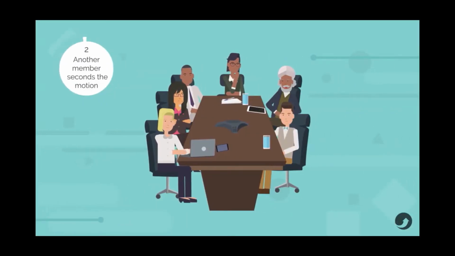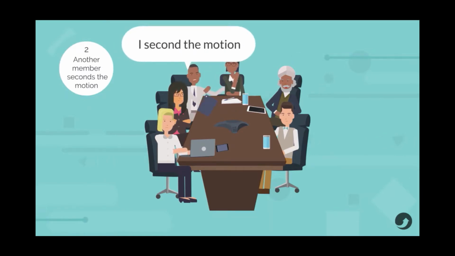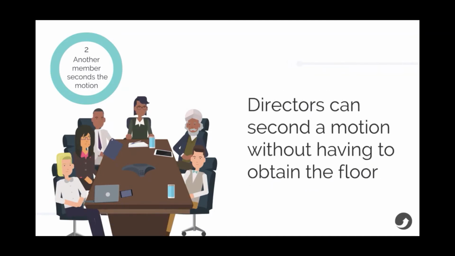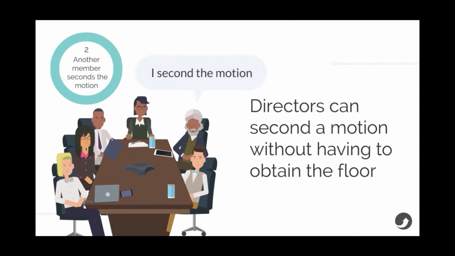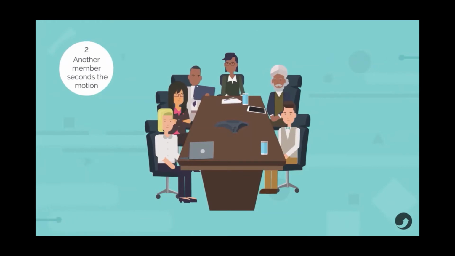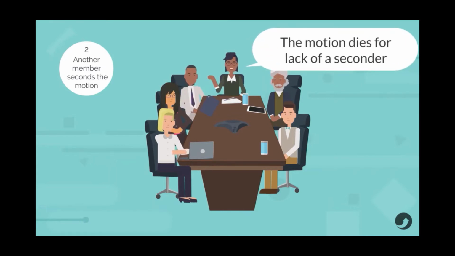Once a motion is made, it should not be discussed by the board until it is seconded. A second does not mean the seconder agrees with the motion, but that he or she believes the motion is worthy of consideration. A director can second a motion simply by saying, "I second the motion," without having to obtain the floor. If no one feels that the motion is worthy of discussion, it does not have to be seconded. In this case, the chair would say the motion dies for lack of a seconder.